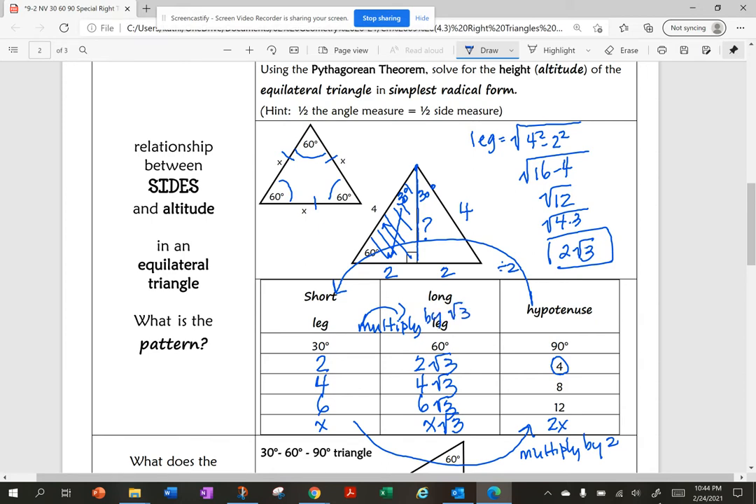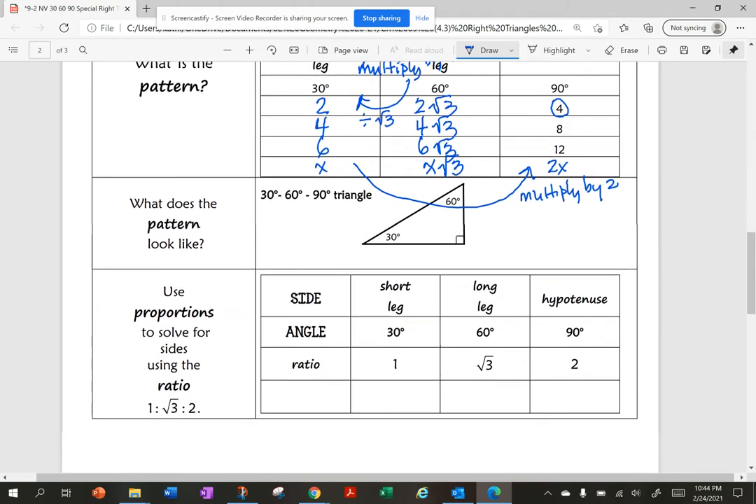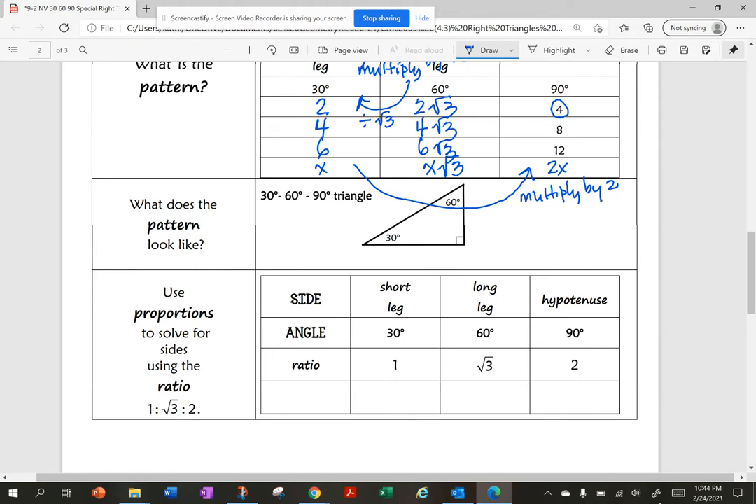Okay, so to go from the long leg to the short leg, I would divide by the square root of 3. So I'm either multiplying or dividing. So I'm looking at the relationships. Okay, so what does the pattern look like? I see 30, 60, 90. So my hypotenuse is 2x, across from 30 is x, and across from 60 is x times the square root of 3.